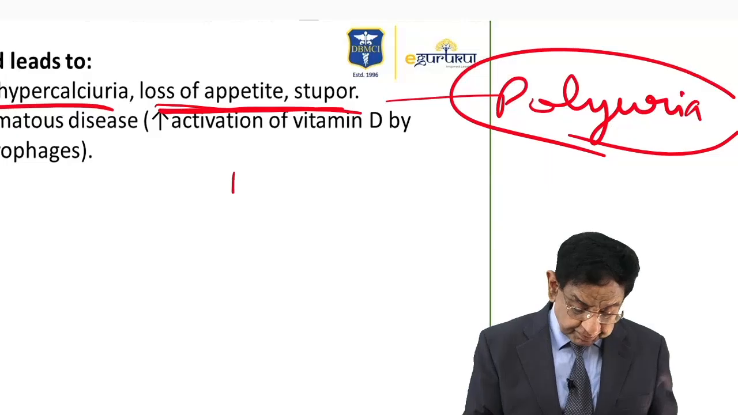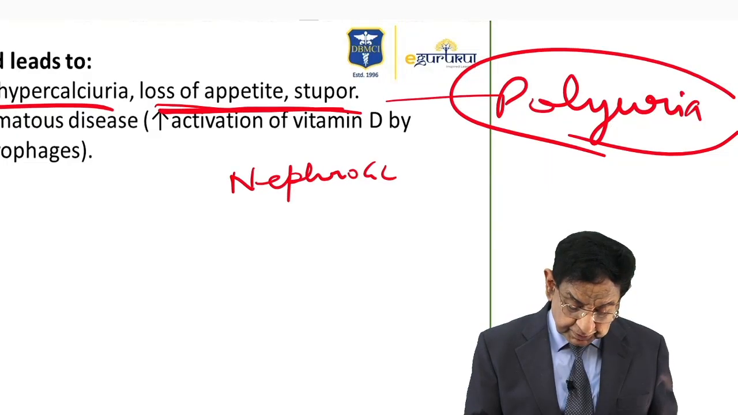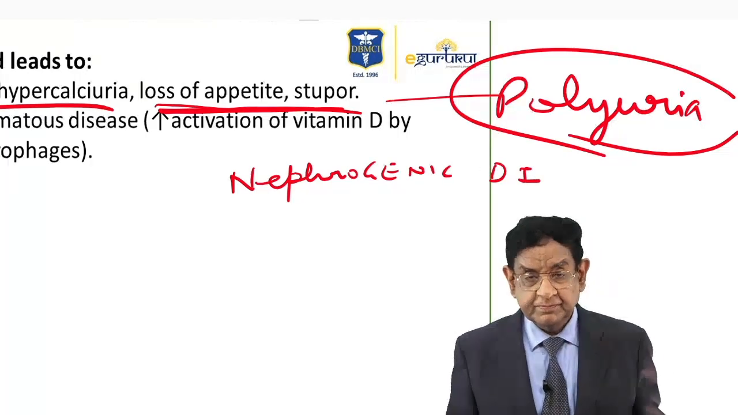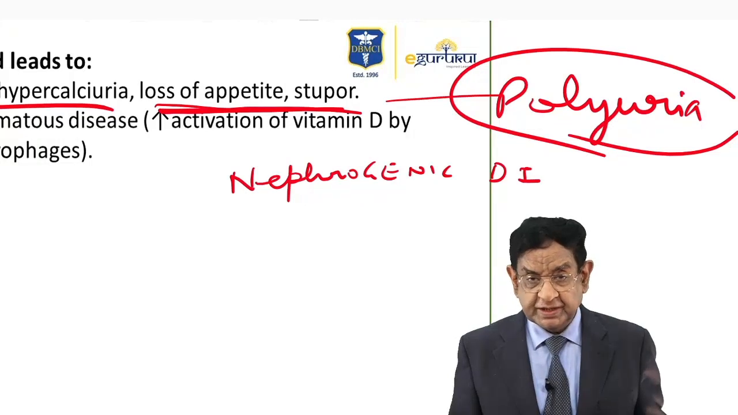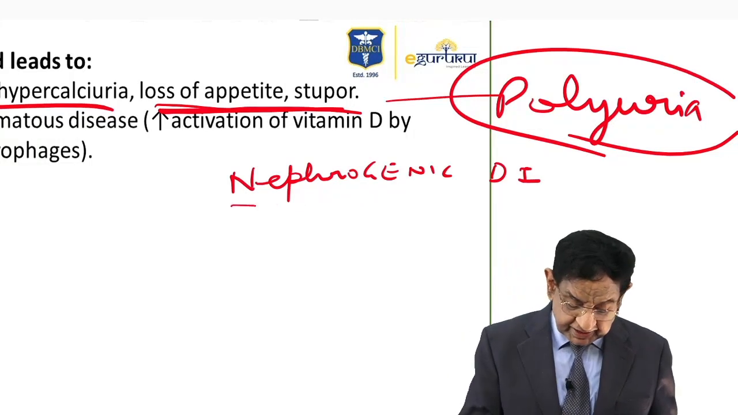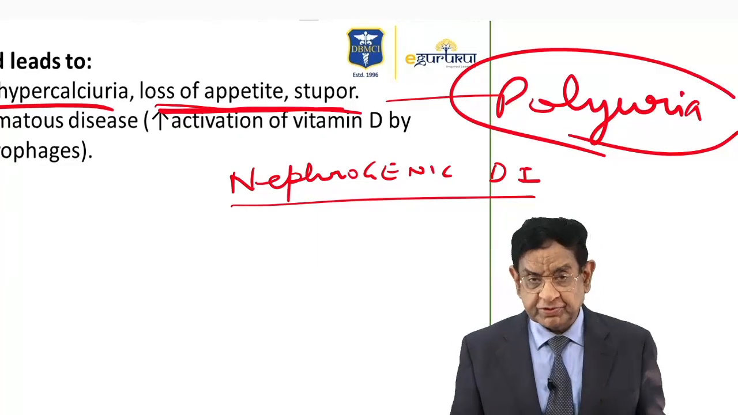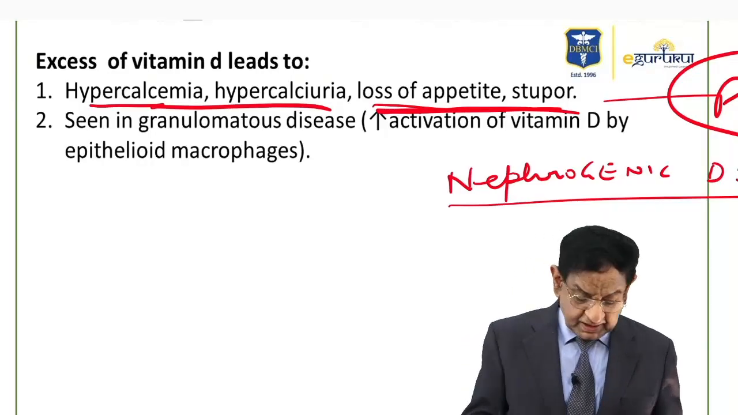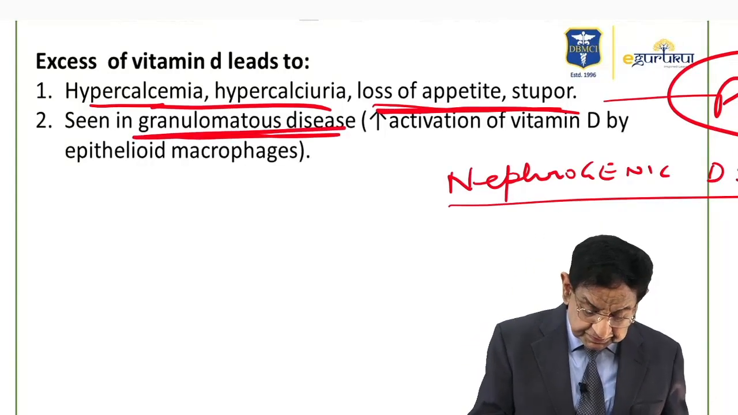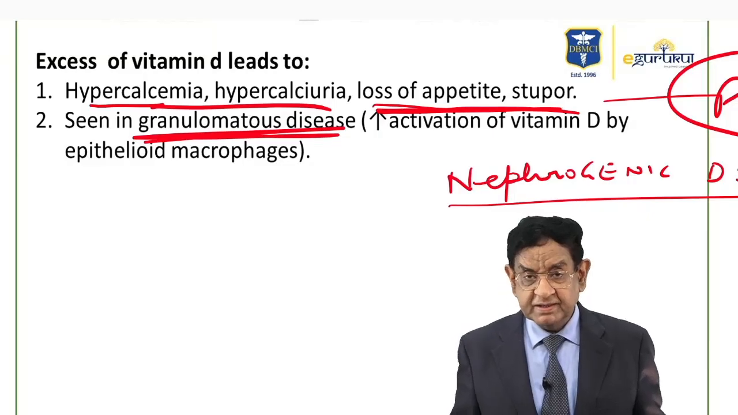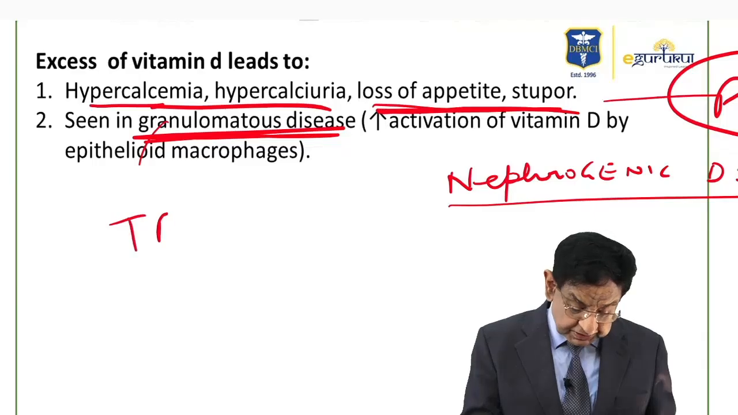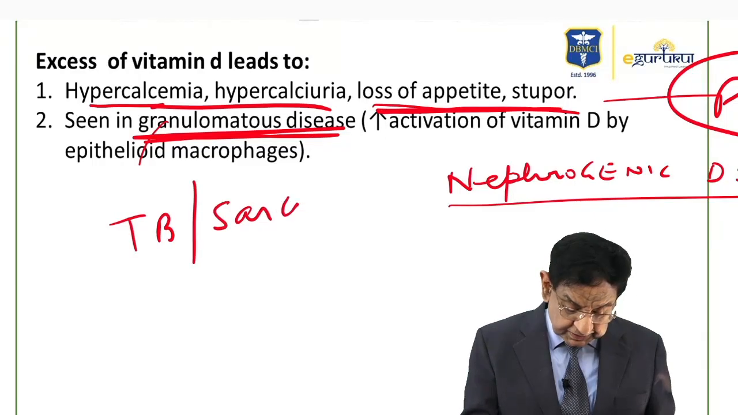Well, I'm sure you have written the answer. The answer is nephrogenic diabetes insipidus. The tubules become resistant to the action of ADH. Details you can very well read in my lecture on the pituitary gland. Something very commonly asked: in granulomatous diseases there can be hypervitaminosis D, because all granulomatous tissues, like tuberculosis, like sarcoidosis, etc.